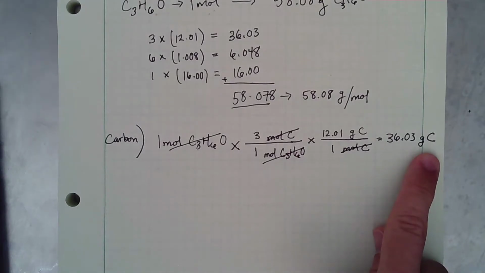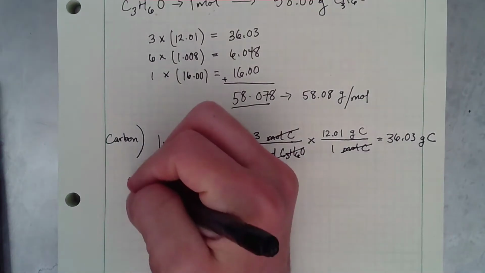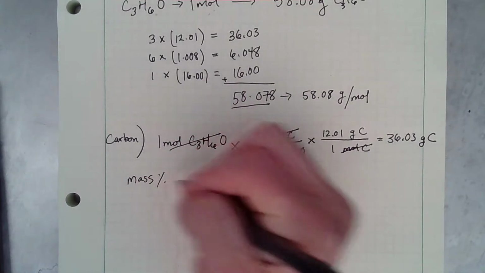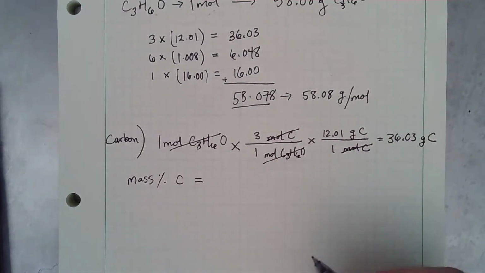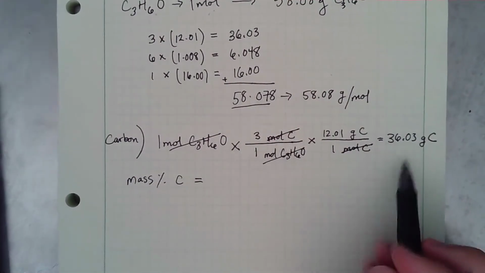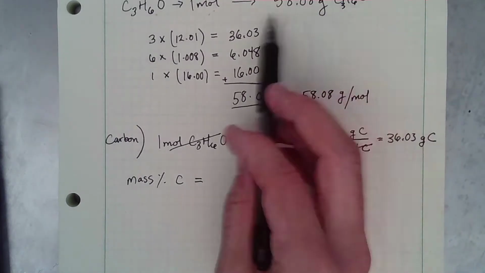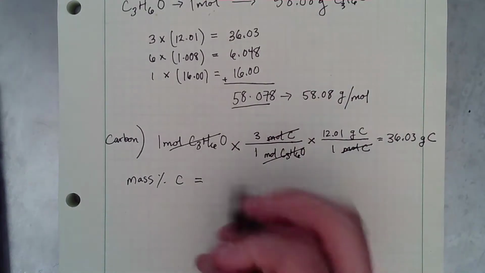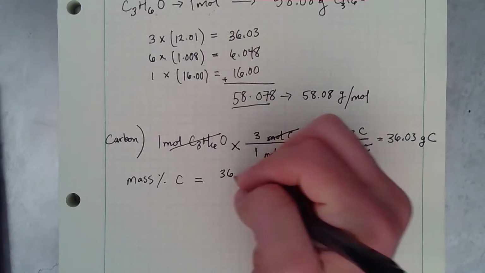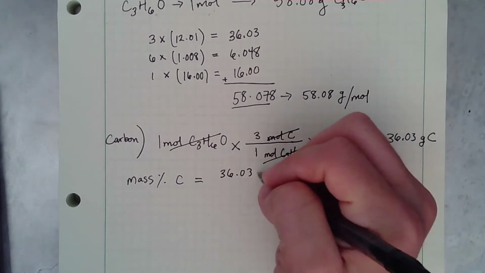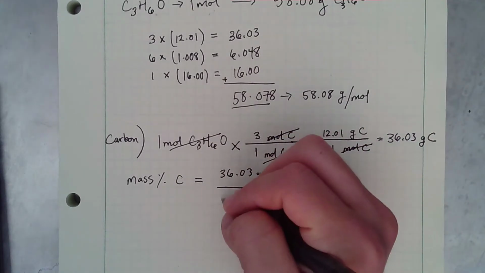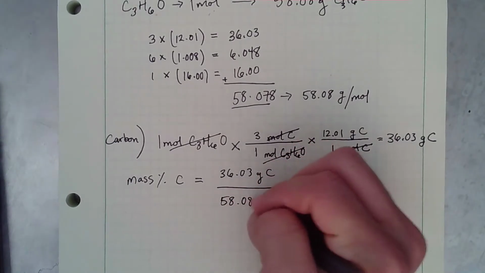What this calculation says is that in 1 mole of C3H6O, there are 36.03 grams of carbon. So the mass percent of carbon is just the ratio, or the proportion, of this mass of carbon to the overall mass of the compound. It's just division: 36.03 over 58.08.